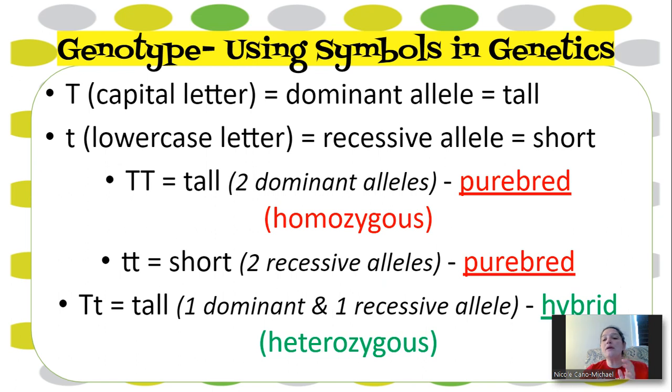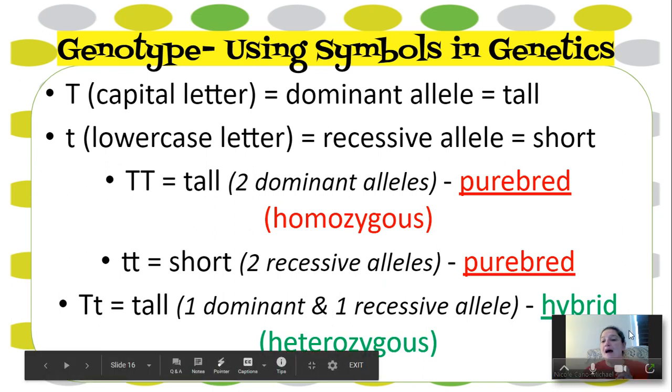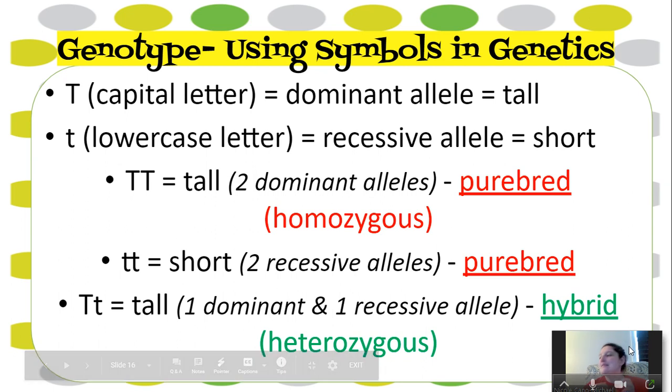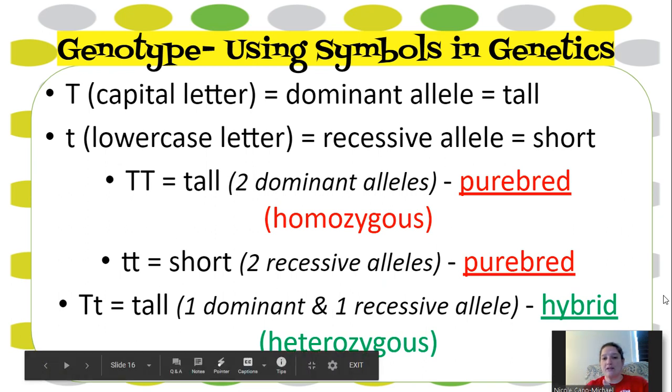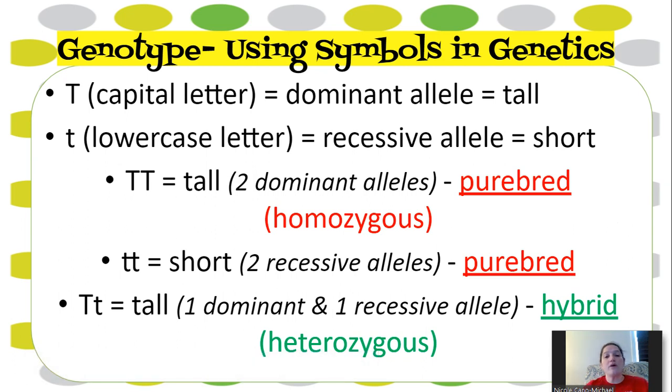All right, so how do we symbolize these? If I have a capital letter, then that is a dominant allele. So if I wanted to show a homozygous tall person, or a tall plant, I should say, then I would type in two capital letter T's. Capital letter is always used for the dominant allele. Again, homozygous or purebred means that you have the same exact allele that came from both parents.